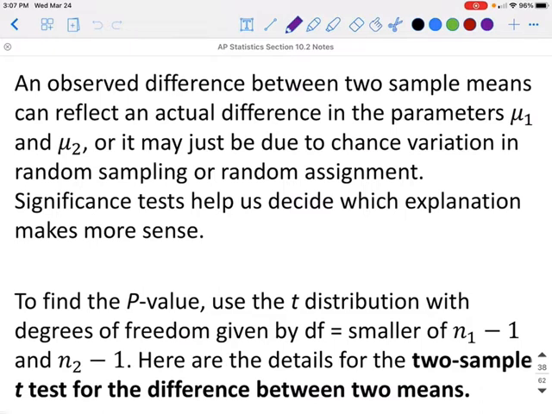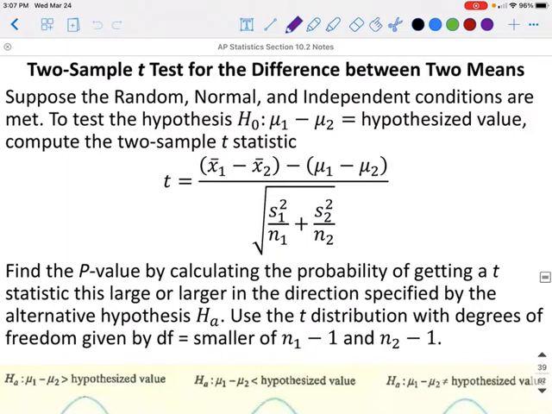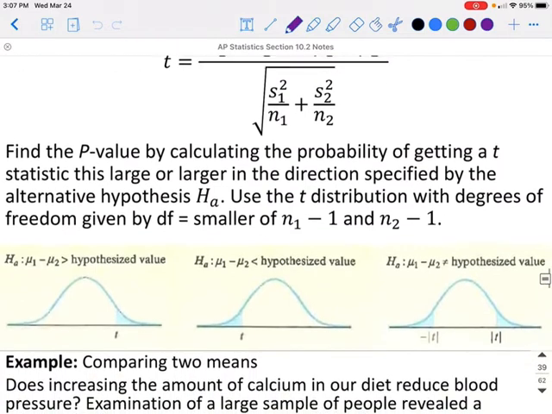Here are the details for a two-sample t-test for the difference between two means. Suppose that the random, normal, and independent conditions have been met. To test the hypothesis H sub 0: mu sub 1 minus mu sub 2 equals the hypothesized value, compute the two-sample t statistic with the following equation. Find the p-value by calculating the probability of getting a t-statistic this large or larger in the direction specified by the alternative hypothesis H sub a. Use the t-distribution with degrees of freedom given by the smaller of the two samples.